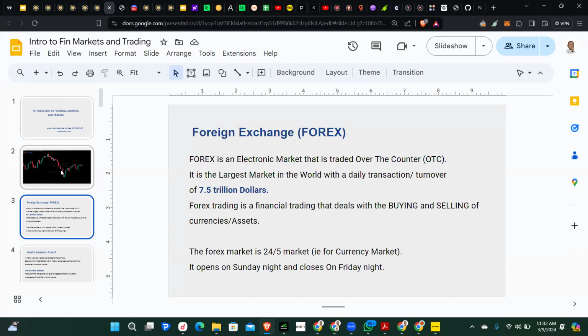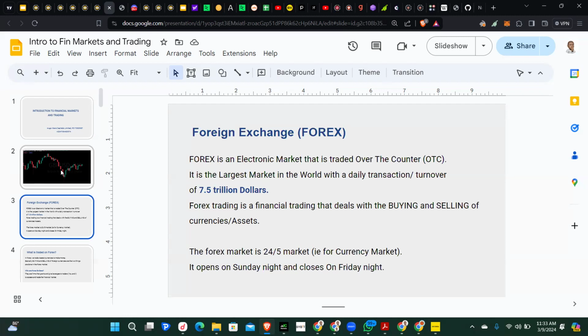So basically, in the market, we're actually doing two things. We're only doing two activities. It's either you are buying or you are selling one currency or asset for another currency or asset. So the two primary activities we do in the Forex market are buying and selling of currencies or assets. So this is what we do.